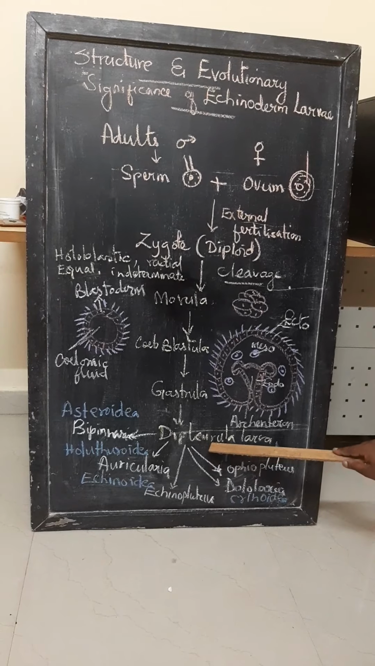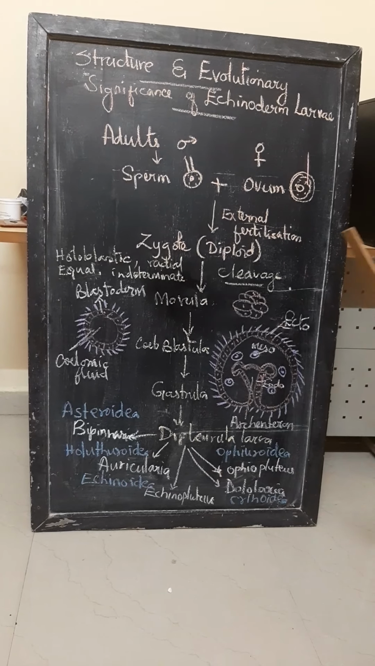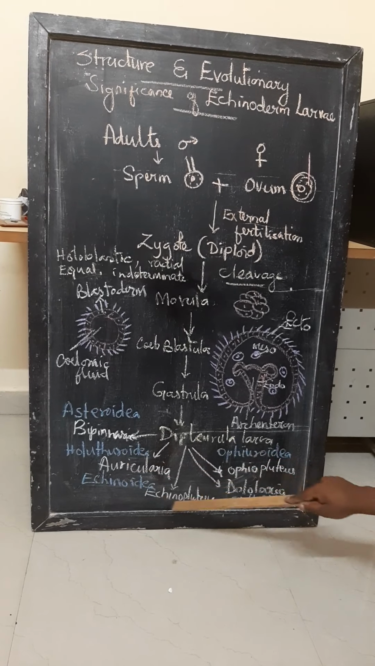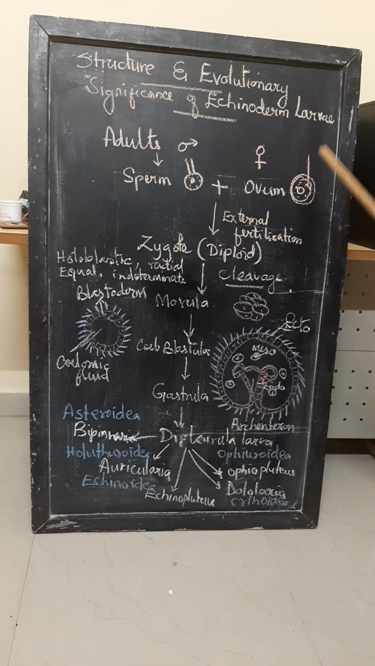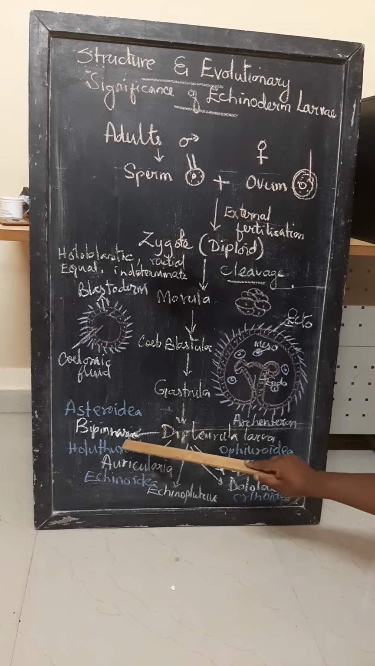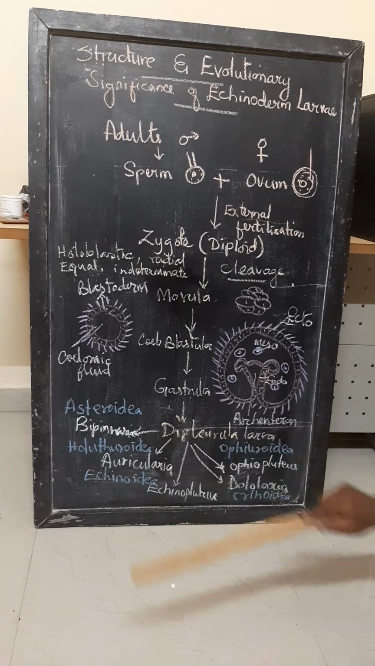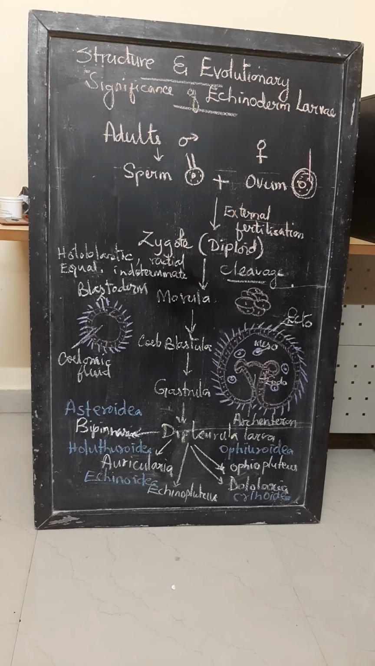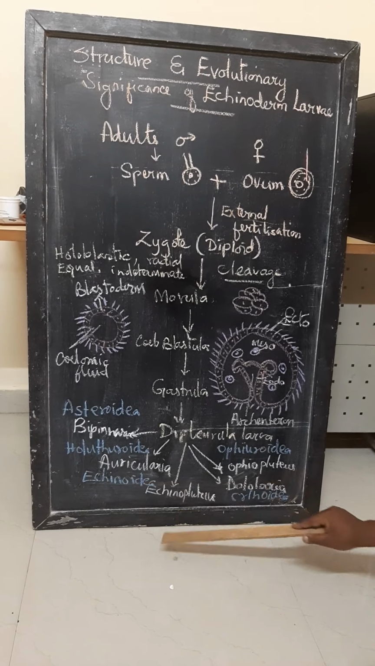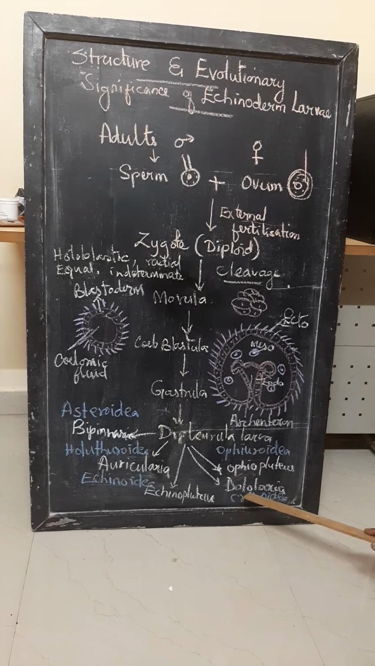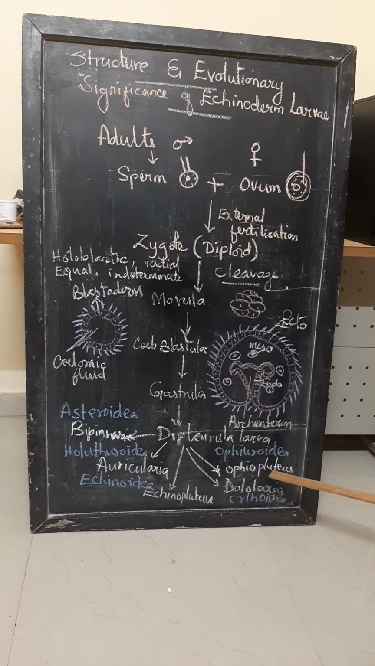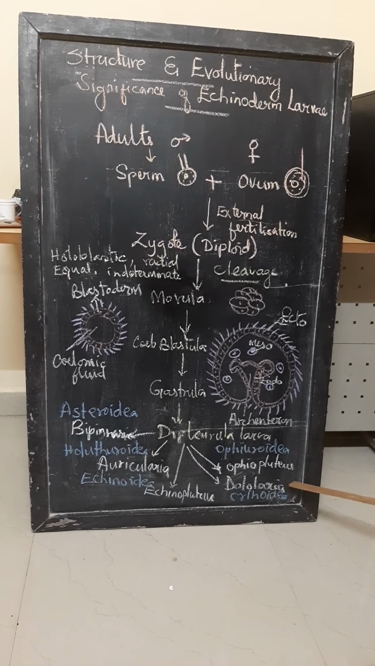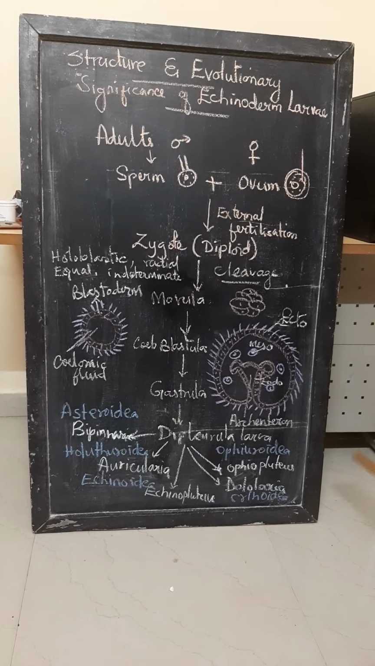Now this dipleurula, after some time, undergoes a clockwise rotation and forms the different larvae of the different classes of echinoderms. In case of Asteroidea, it forms the Bipinnaria larva. In case of Holothuroidea, it forms the Auricularia larva. In case of Echinoidea, it forms the Echinopluteus larva. In case of Ophiuroidea, it forms the Ophiopluteus larva. In case of Crinoidea, it forms the Doliolaria larva and Pentacrinoid larva.